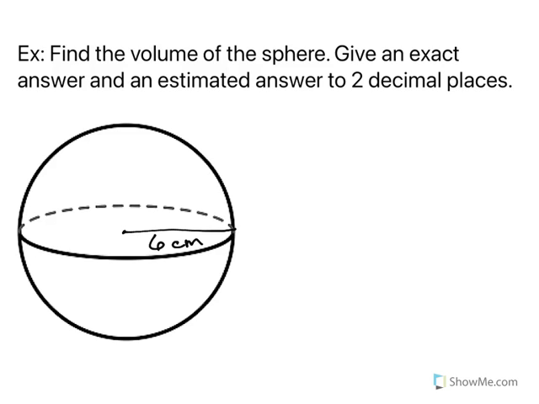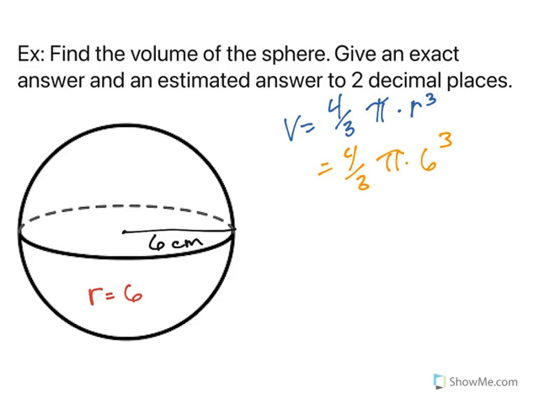Now, given our sphere here, we see that the radius is 6. So we know that r has a value of 6. And let's plug that in. So remember, volume is 4/3 pi times the radius cubed. So if my radius is 6, I take 4/3 times pi times 6 cubed. Order of operations tells me to cube 6 first. So 6 times 6 times 6 is 216. So I have 4/3 times pi times 216.